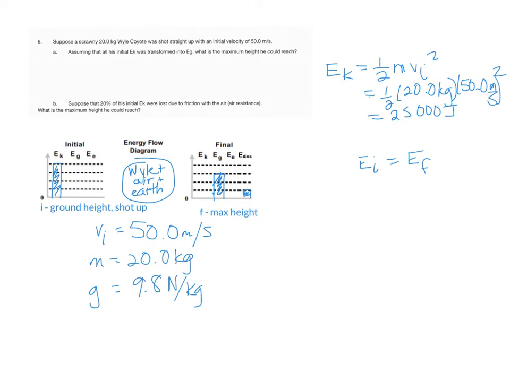The next thing we want to do is find the dissipated energy. It's going to be 20% of that. So our dissipated energy is 20% of that EK, or 0.2 times EK. And this will give us 5,000 joules.